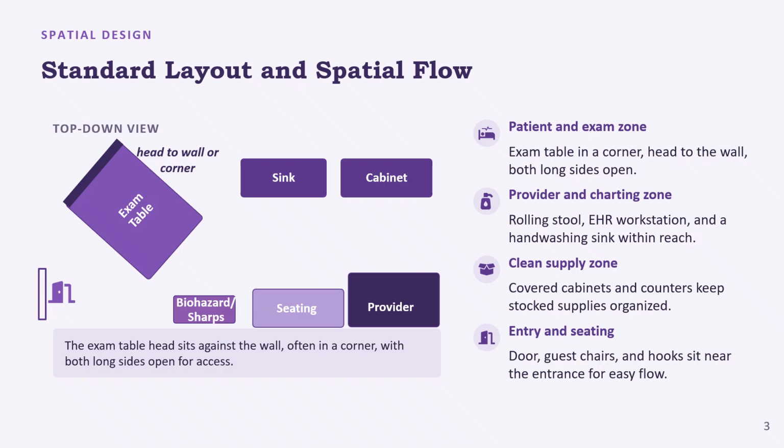Placing the sink where the provider and the assistant naturally work makes hand hygiene easy, and easy hand hygiene gets done more often. A clean supply zone holds the cabinets and counters. The key idea is that clean, stocked supplies stay covered and organized, separated from anything that might soil them. Near the entrance is the seating and entry zone, with the door, guest chairs, family members, and hooks for belongings. Notice the sharps and biohazard containers placed close to where they are used at the point of care.